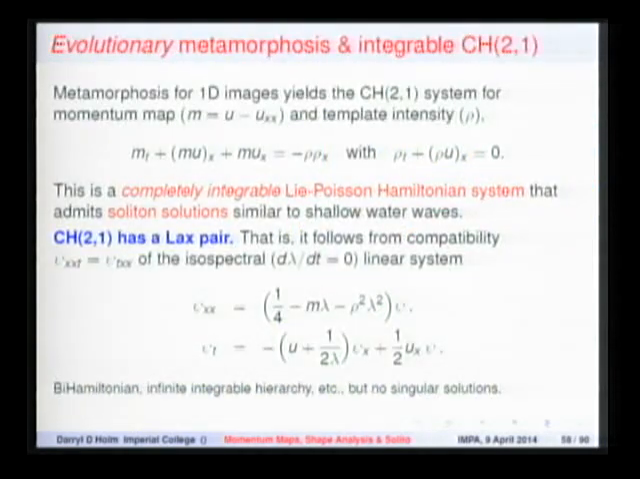Okay, so then let's do a little analysis. Still calling this thing CH21. I'll explain in the next slide why that is. You can write these equations as compatibility conditions for these two linear equations. These equations will be satisfied if psi xxt is equal to psi ttx and lambda is not changing. That's the spectral parameter for the psi xx equation.